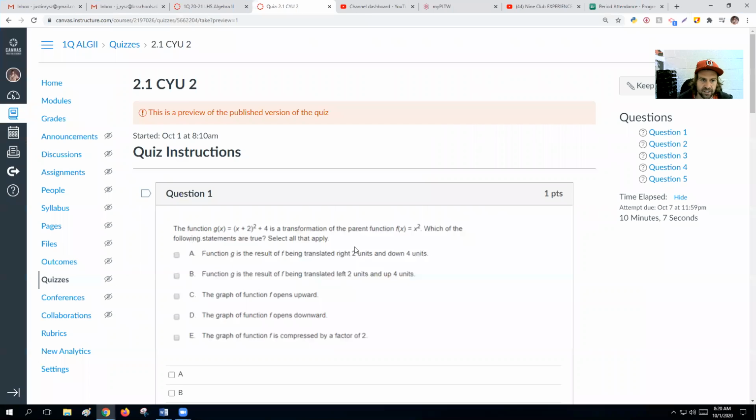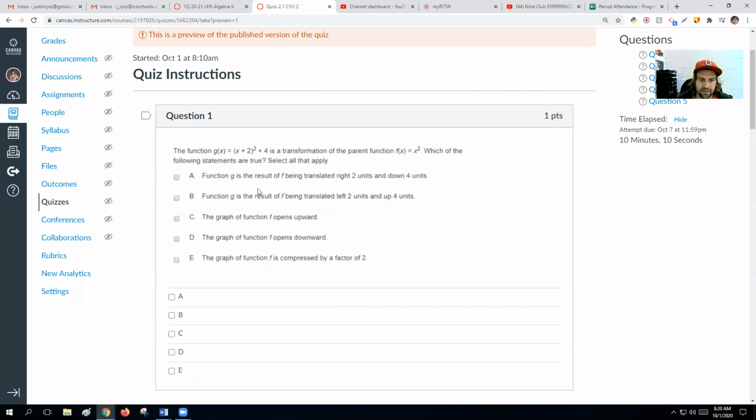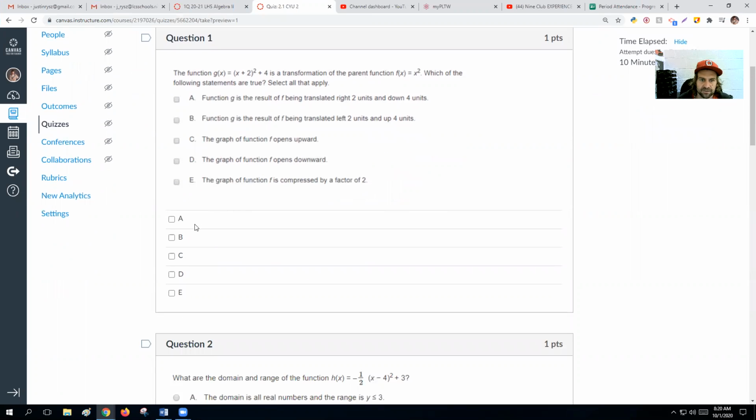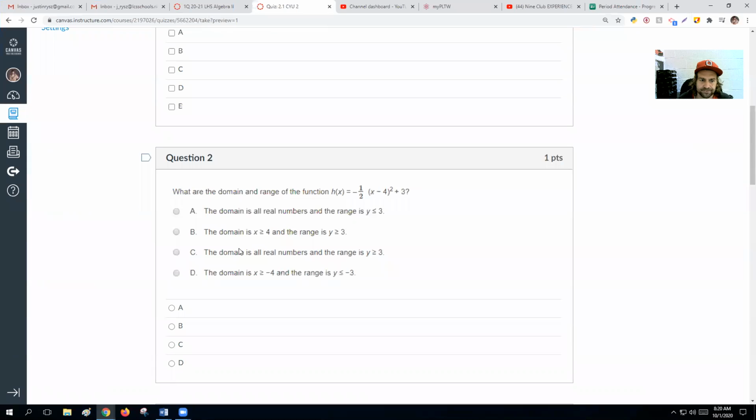Okay, so the first question in the CYU2 is: the function g of x is (x plus 2) squared plus 4 is a parent function of x squared, which is... okay, so this is what we talked about yesterday. Can you remember what this does from yesterday? And you select the ones that apply.